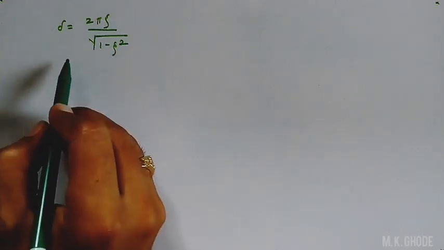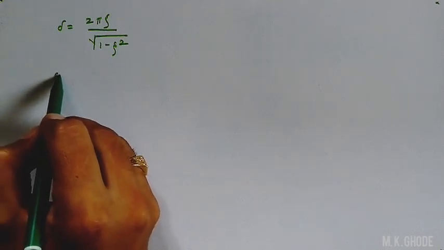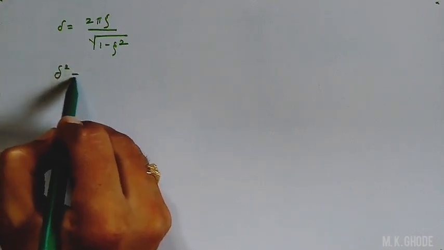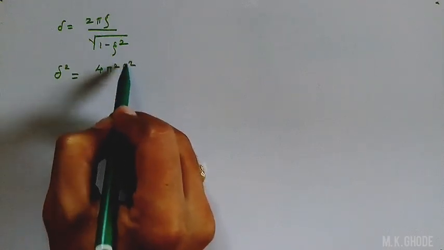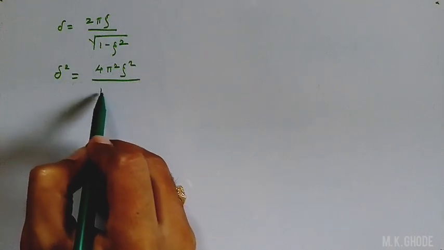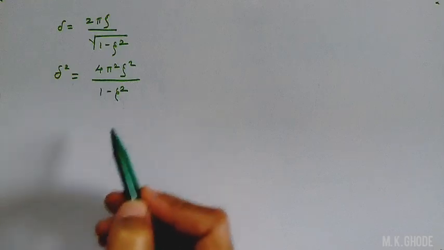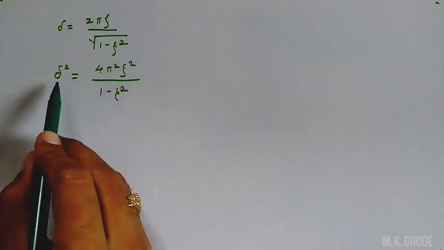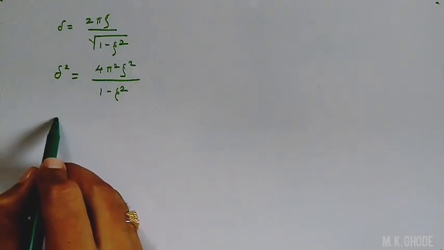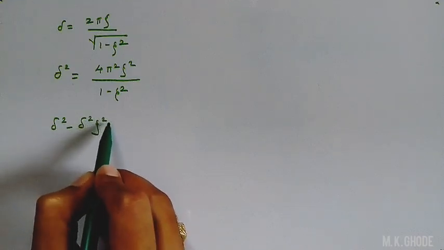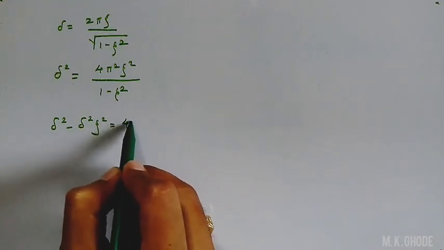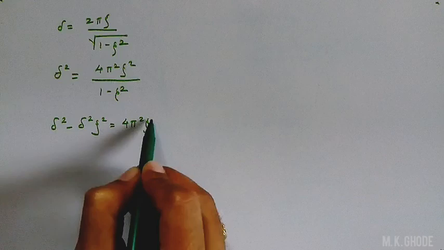So squaring on both sides, what we'll get? Let us see. Delta square equals 4 pi square zeta square divided by 1 minus zeta square. So I will take this 1 minus zeta square on the left hand side. So delta square minus delta square zeta square equals 4 pi square zeta square.